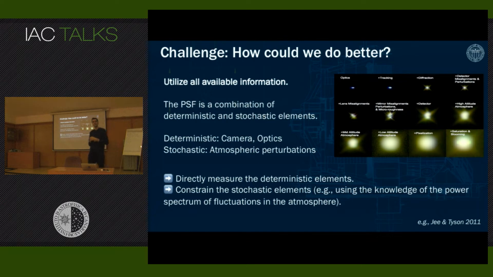Question? I would guess the PSF is also dependent on wavelength. Yes. Give me 10 minutes. I'll get to that. So this is the first improvement we can make in computing the PSF.